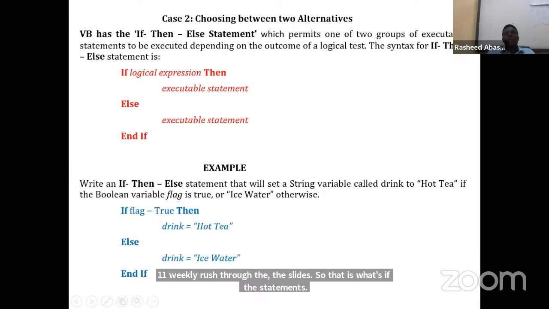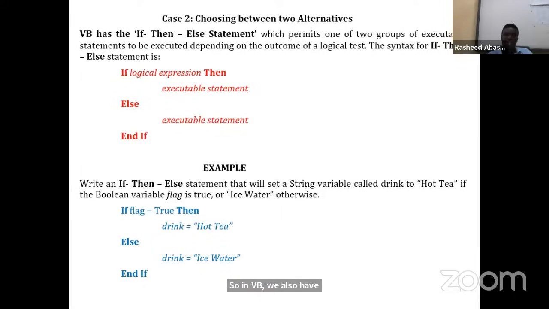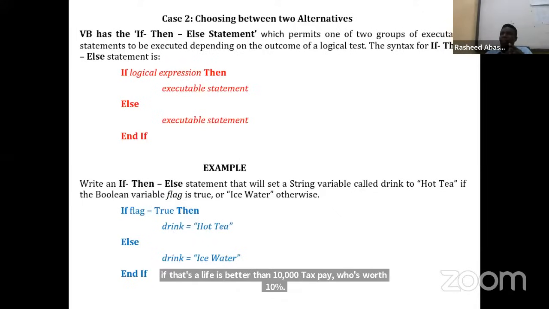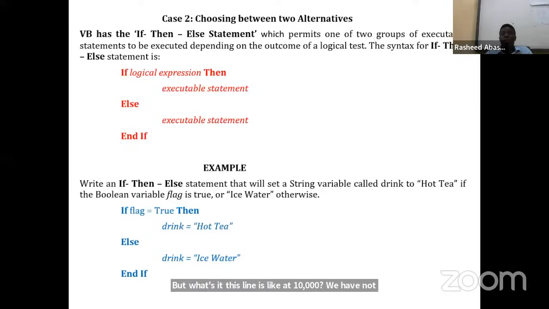So in VB, we also have the If-Then-Else statement. If you look at the first example that I gave, we only said what should happen if that salary is greater than 10,000, right? That means if the salary is less than 10,000, nothing will happen because we only said if that salary is greater than 10,000, tax payable is 10%. But what if the salary is less than 10,000? We have not told VB what should happen in that case. So there we have just one logical expression to execute.